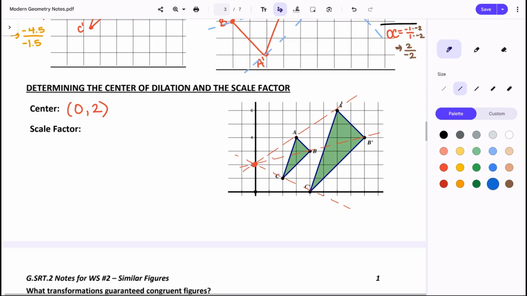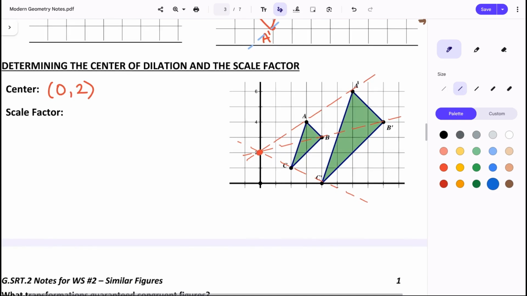So let's just count from the center to my A's. So what's my slope from the center to A? Okay, and then from the center again, now we're going up to A prime. How much was that? 4, 6. So all you need to tell me now is what did they multiply 2/3 by to get 4/6? 2. So my scale factor would be 2.